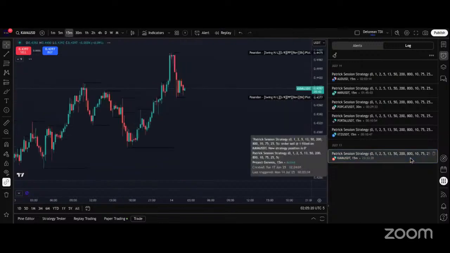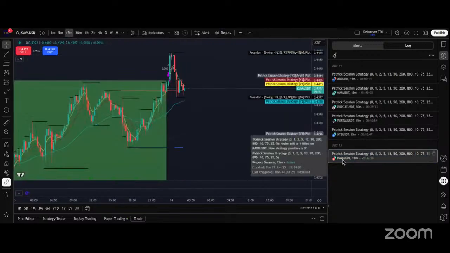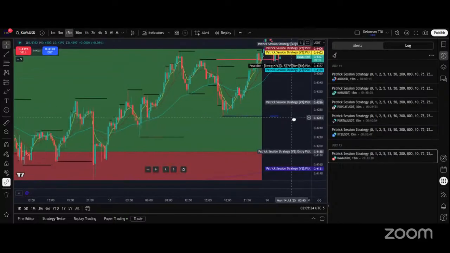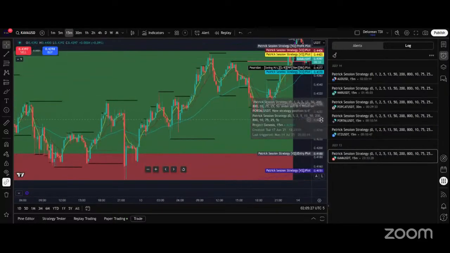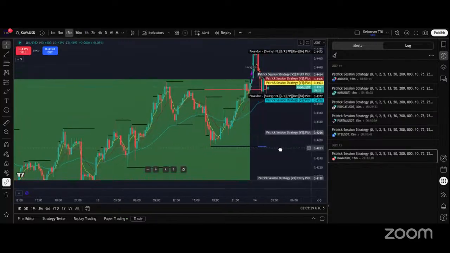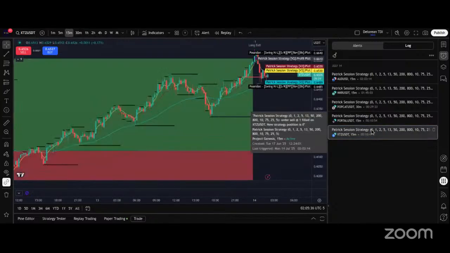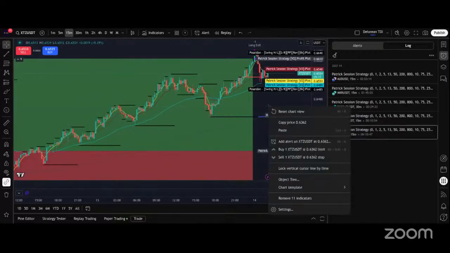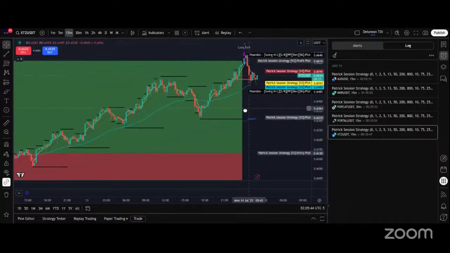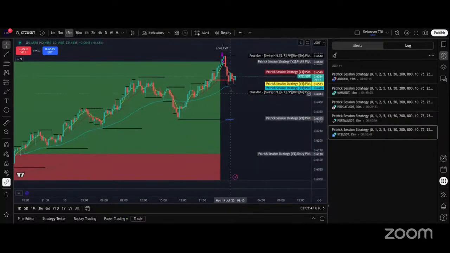Next, we have Kava USDT on the 15 minute. This trade is already completed, and it did hit take profit. We have XTZ USDT. This is Tezos. Again, the trade is already completed. Aqua, gray, blue, this was definitely an uptrend. Clean price action all the way to take profit.